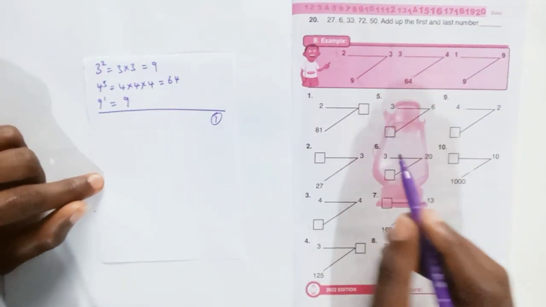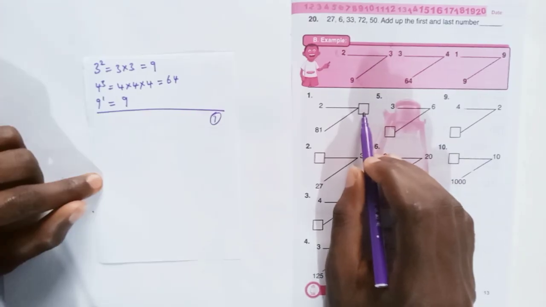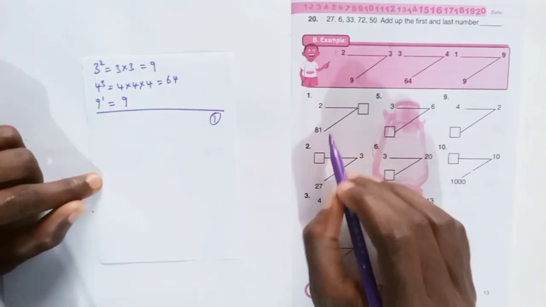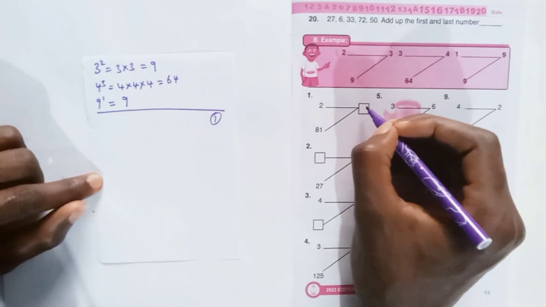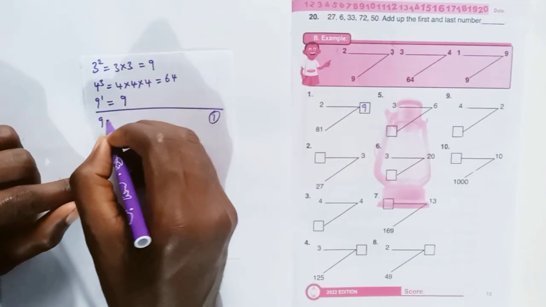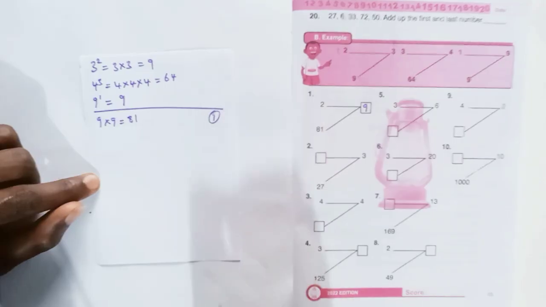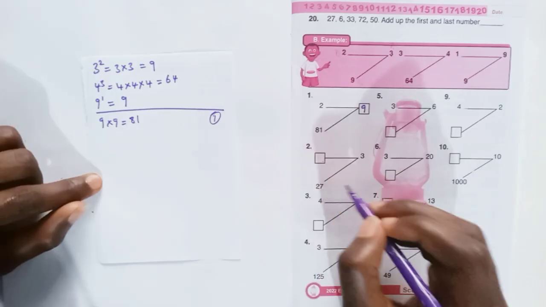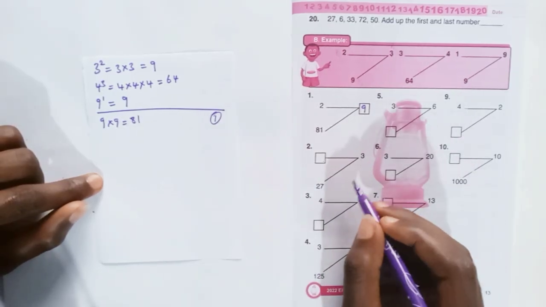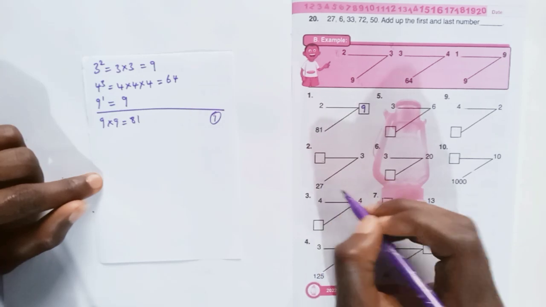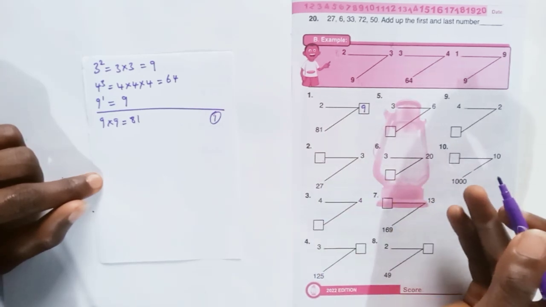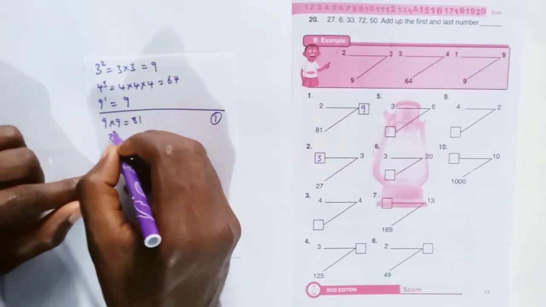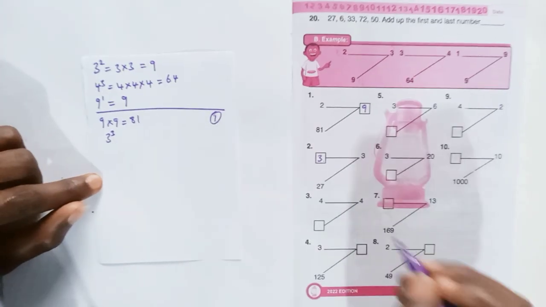So question 1 says, what raised to the power of 2 gives 81? What times itself 2 times will give 81? That's 9. Okay, 9 times 9 is 81. So the answer is 9. Number 2, 3 raised to the power of what will give 27? So 3 multiplied by itself, how many times will give 27? 3 times 3 is 9. 9 times 3 is 27. So that will be 3. 3 raised to the power of 3. All right? So that's number 2.